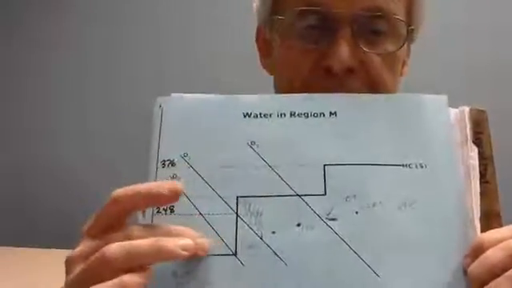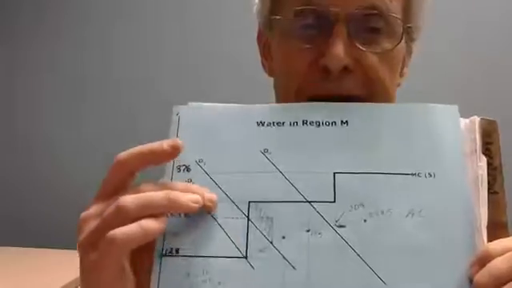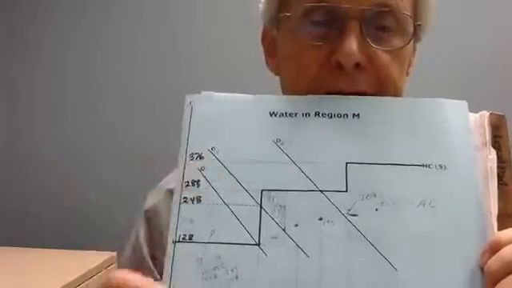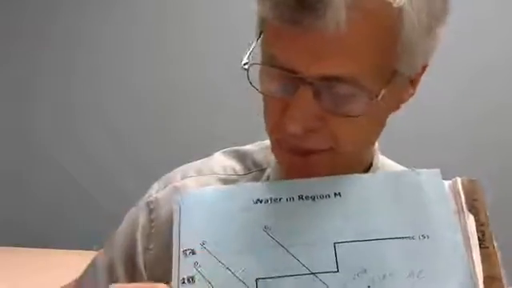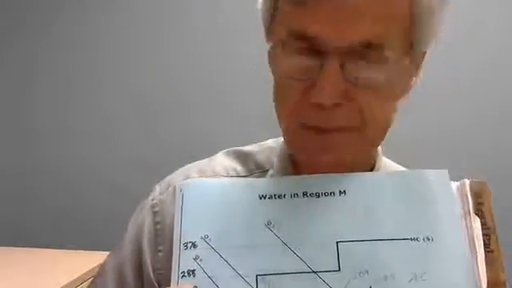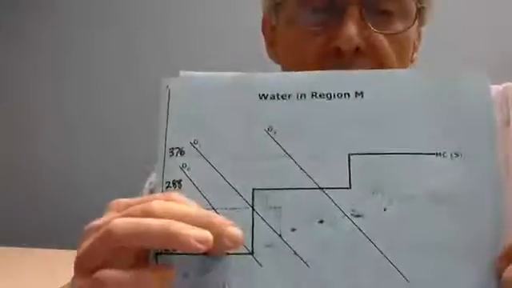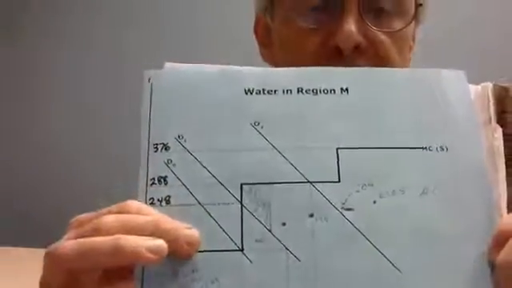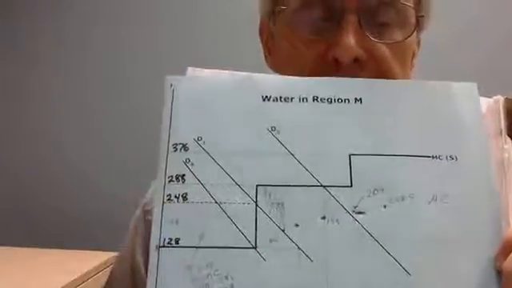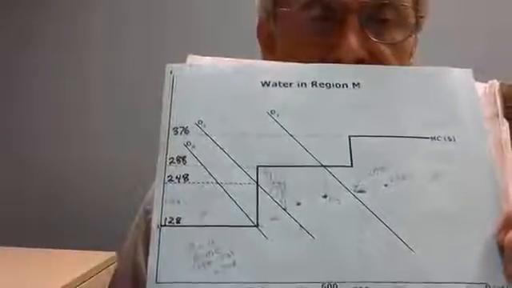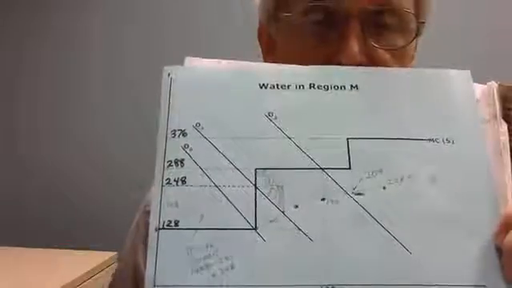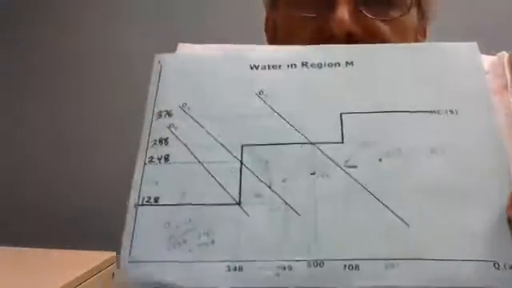So instead, what we do is we blend the expensive $288 per acre foot water with the $128 per acre foot water, and we get a blend price of $175.8 per acre foot. Now think about what this means.